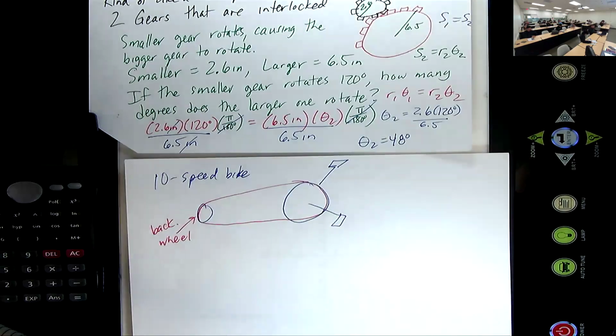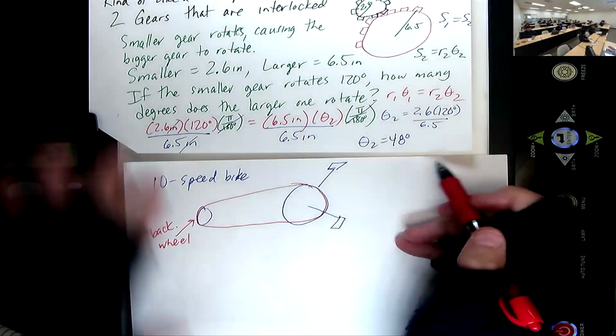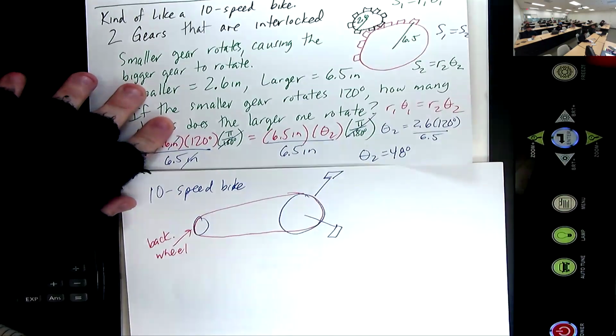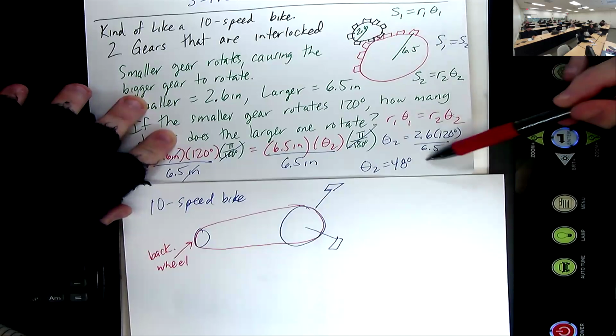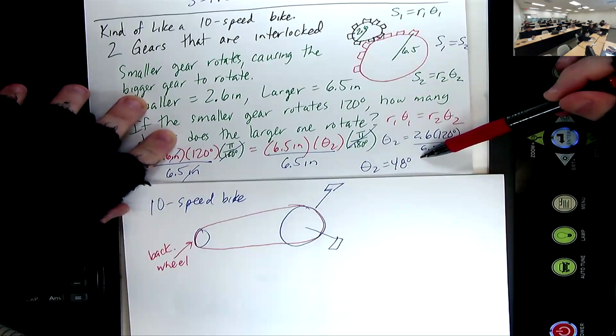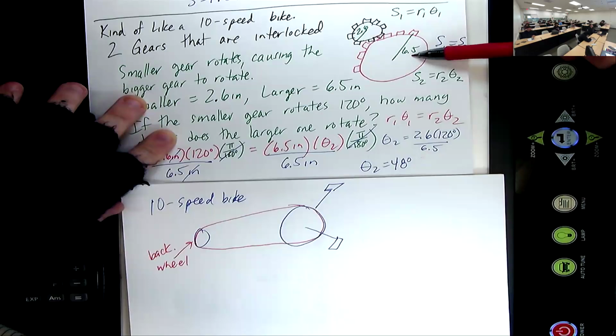Since they're connected by the chain, the arc length stays the same, how much it's turned. Notice how when we went from a smaller circle to a bigger circle up here, we lost a lot of angle. Our 120 dropped down to 48. When you go the other way and you turn the bigger circle to drive the smaller circle, it goes up.